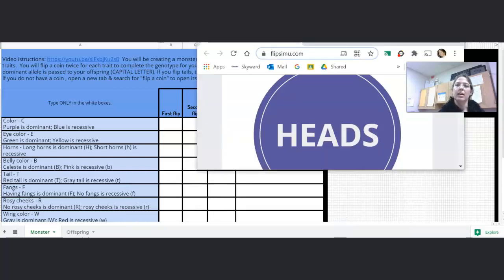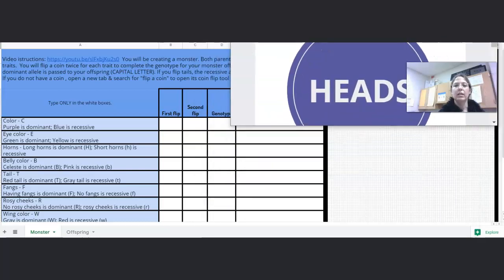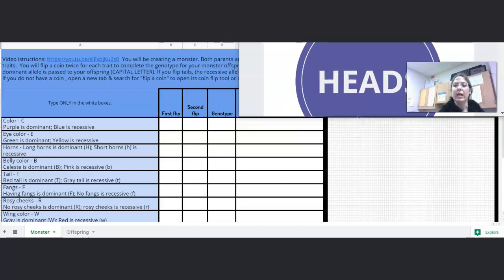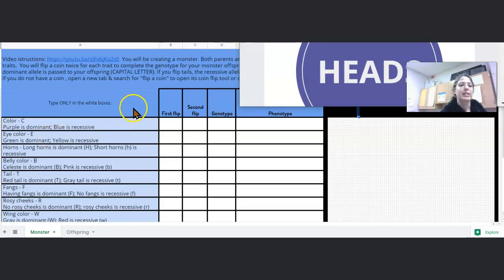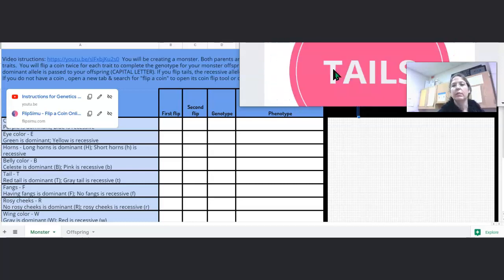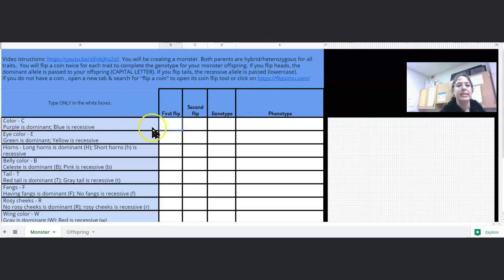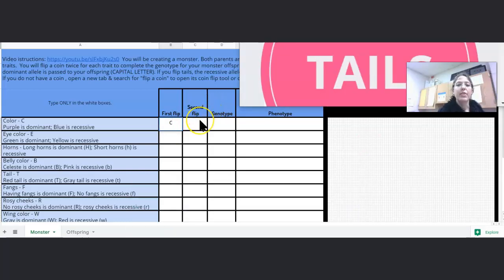in the assignment. What you're going to be doing is flipping the coin to determine the genotype or the genes of the monster that you're making. So, for example, for the first flip, mine is Tails, and it tells me up here that Tails is a recessive or lowercase letter. So my letter over here is C, so I'll put a lowercase letter since Tails is recessive. I'll flip again for the other parent.